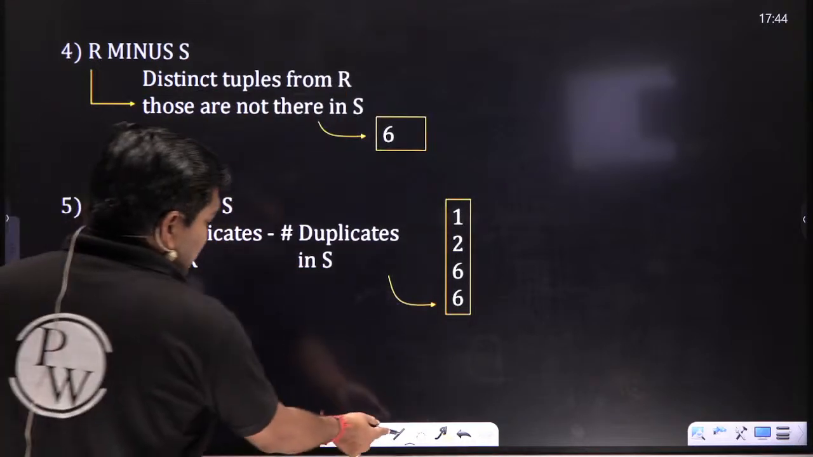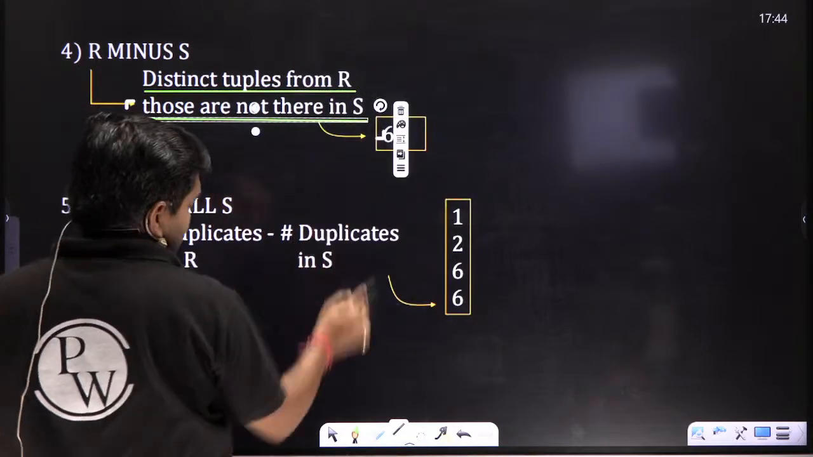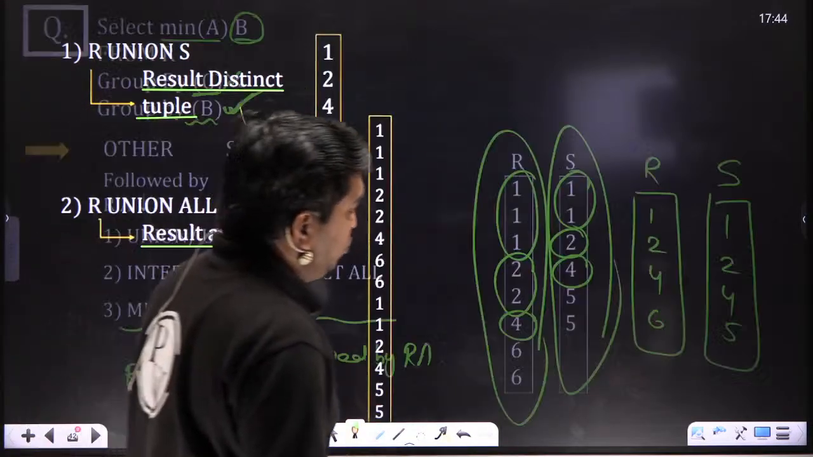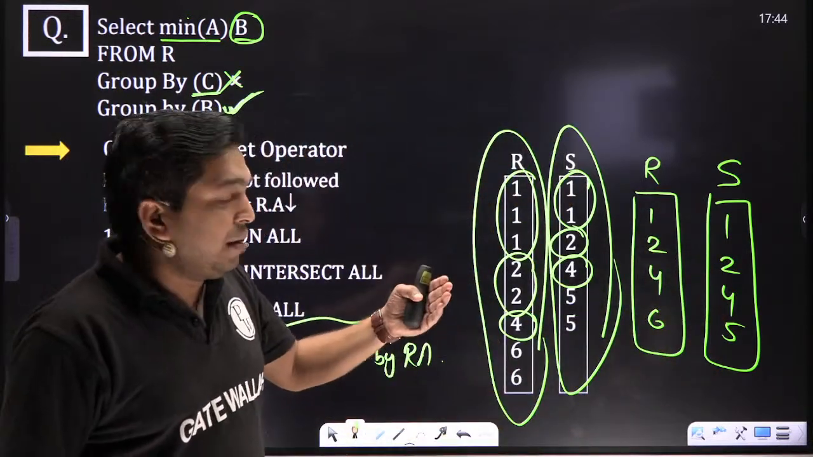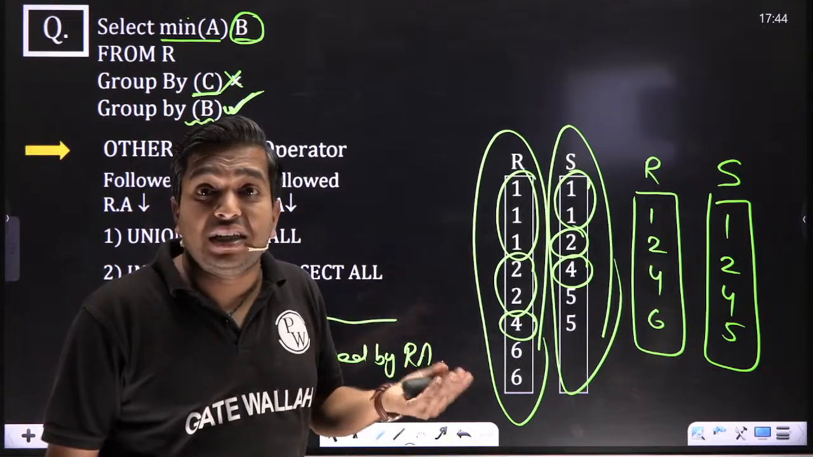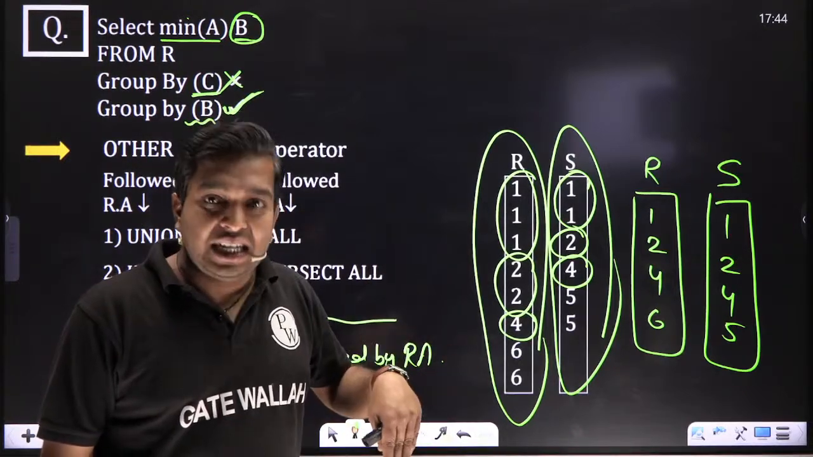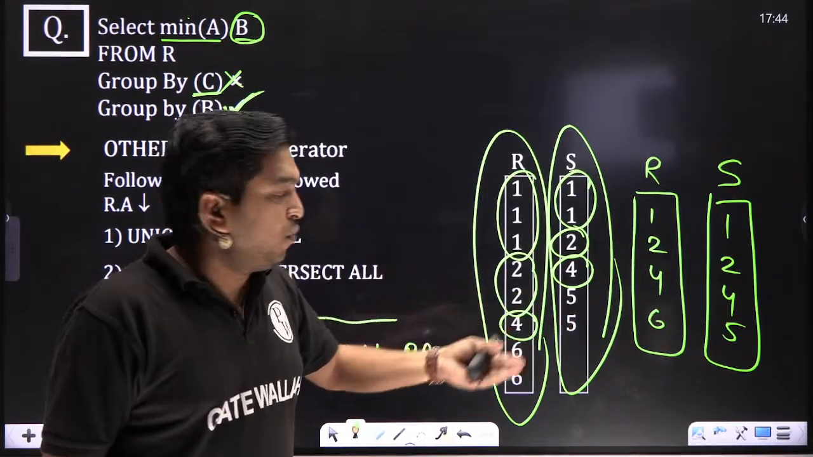Next, R minus S. Distinct tuples that are present in R but not in S. So in R what do you have? 1, 2, 4, 6. And in S you have 1, 2, 4, 5. So which value is not present in S but present in R? So, 6.